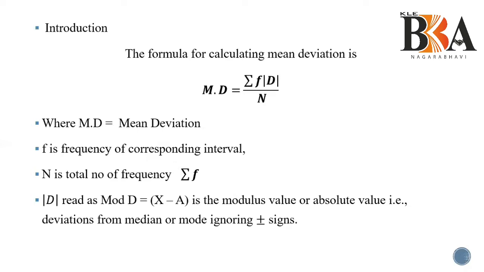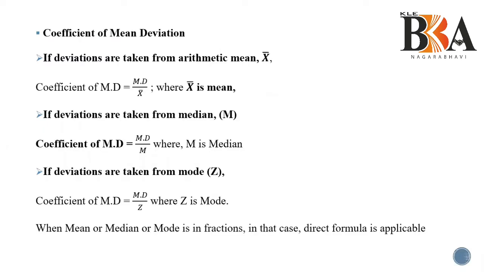d is read as mod d, that is mod of x minus A, where x is the mean and A is the assumed mean. These are the absolute values, that is, the deviation from the mean, median or mode, ignoring plus or minus. While calculating mean deviation or the coefficient of mean deviation, we must strongly consider that the plus or minus signs should not be considered while doing the sums.